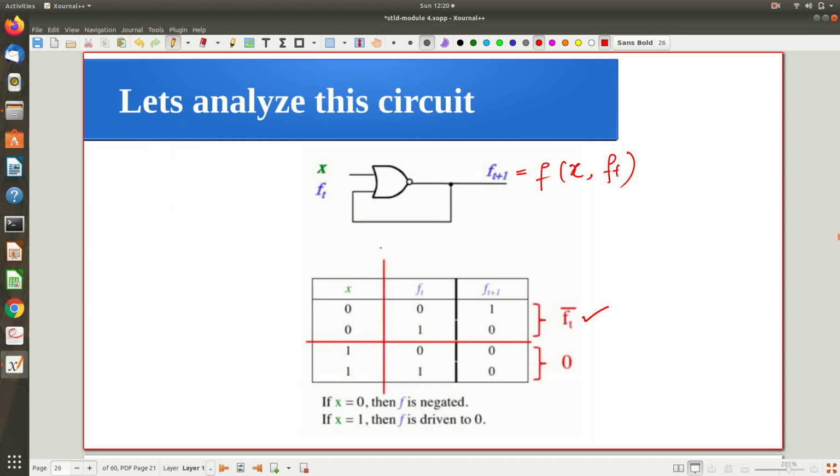Now what will happen when x is equal to 1? That is the next case, x equal to 1. Suppose f(t) is 0, what will happen?